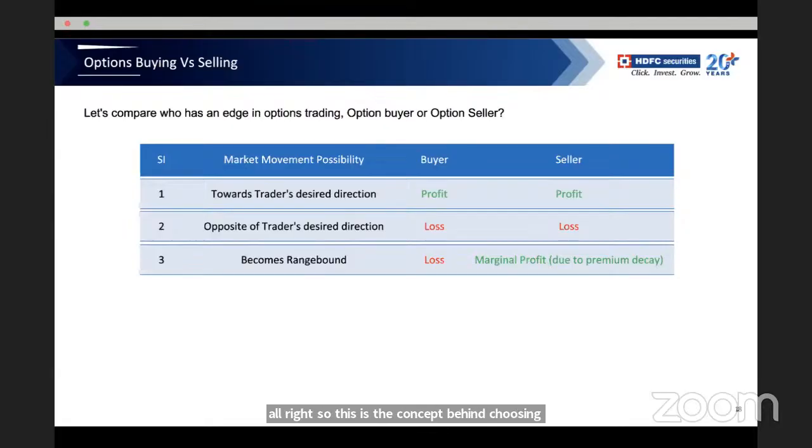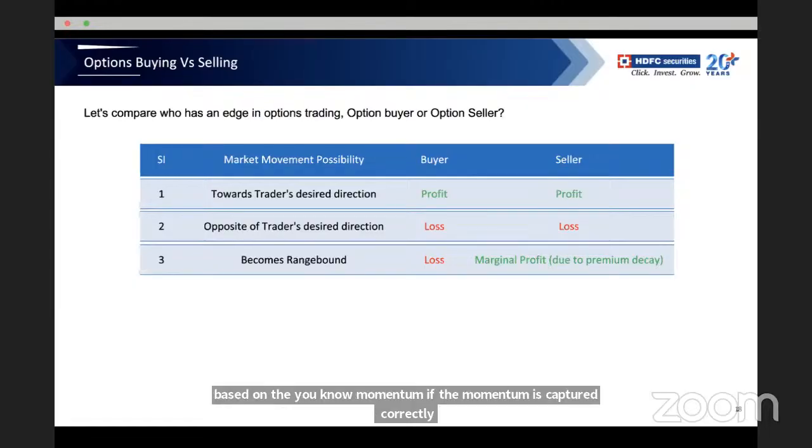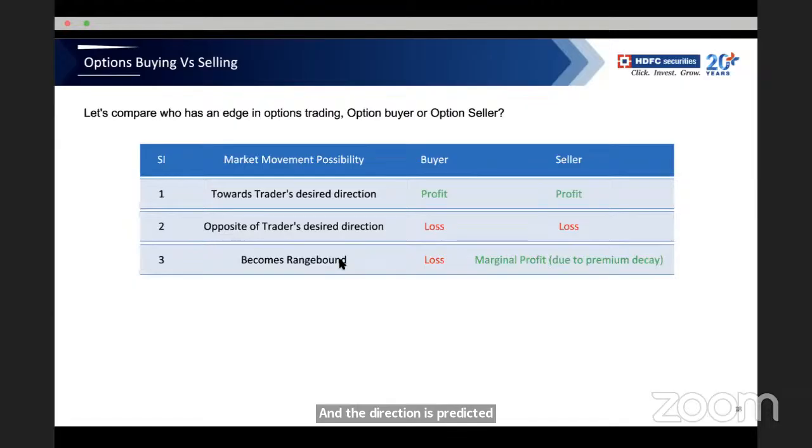Option buying works when good momentum in the market is expected. And of course, the predicted direction has to be right. So that's how even the option buyers can make money based on the momentum, if the momentum is captured correctly and the direction is predicted right. But this is the extra edge that option sellers have. Okay, so this is about option buying and option selling.